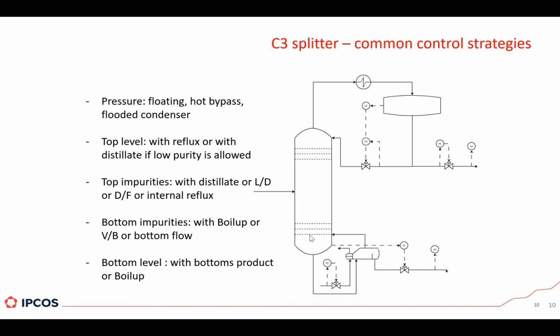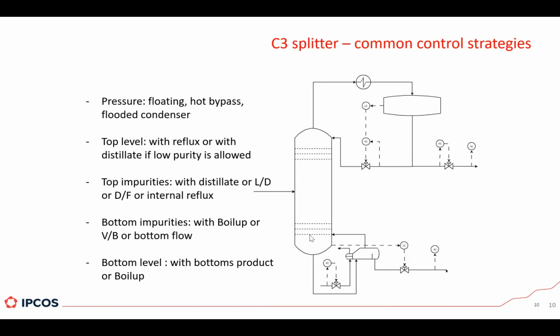There are many opportunities here. The bottom level you can control with the bottoms product. Sometimes the bottoms level, the amount of material coming out from the bottom of the column is so small that you cannot even control a flow coming out of the column, and you need to control the level just based on the amount of heat that you put in the column. So that's how you control the level in that case.